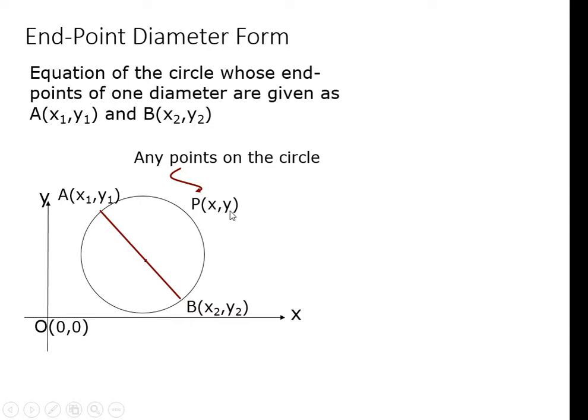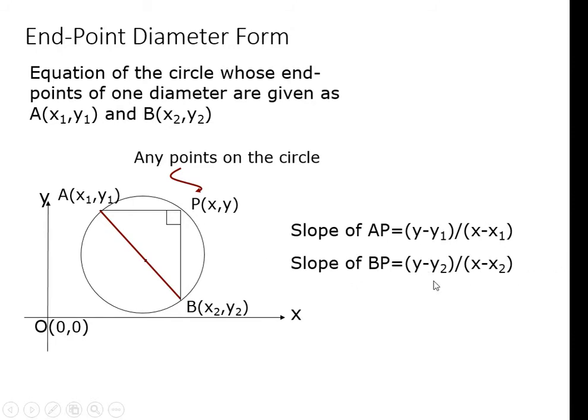P be any point on the circle. So on joining these, this angle in a semicircle is a right angle, which we know. So slope of AP is equal to (y minus y1) over (x minus x1). Slope of BP is equal to (y minus y2) over (x minus x2), since AP and BP are perpendicular. So slope of AP into slope of BP is equal to minus 1.